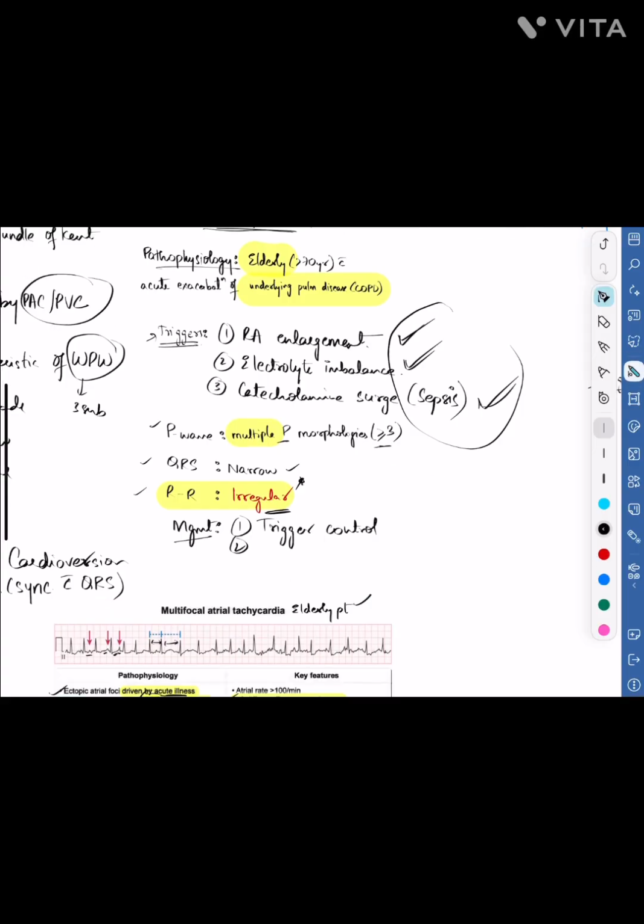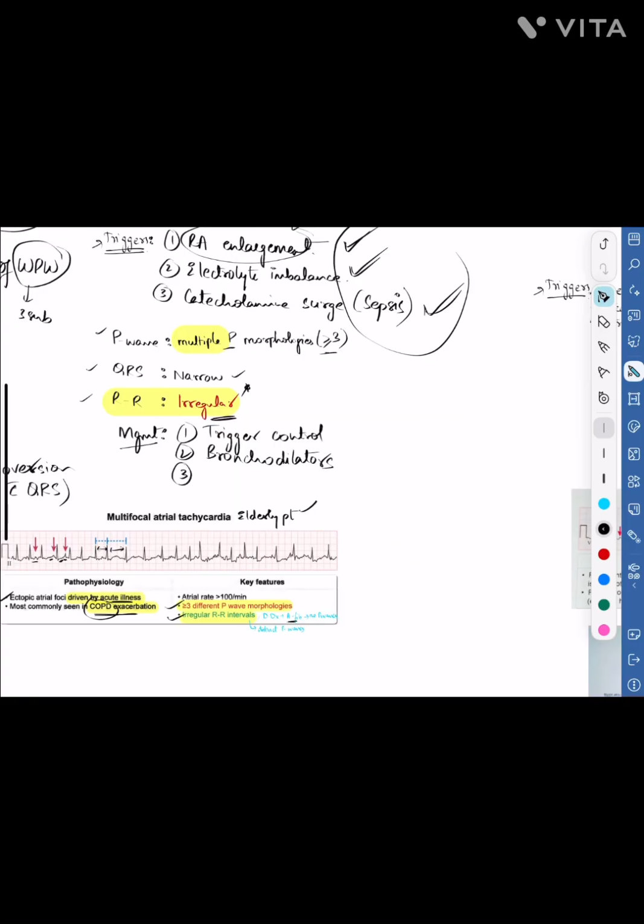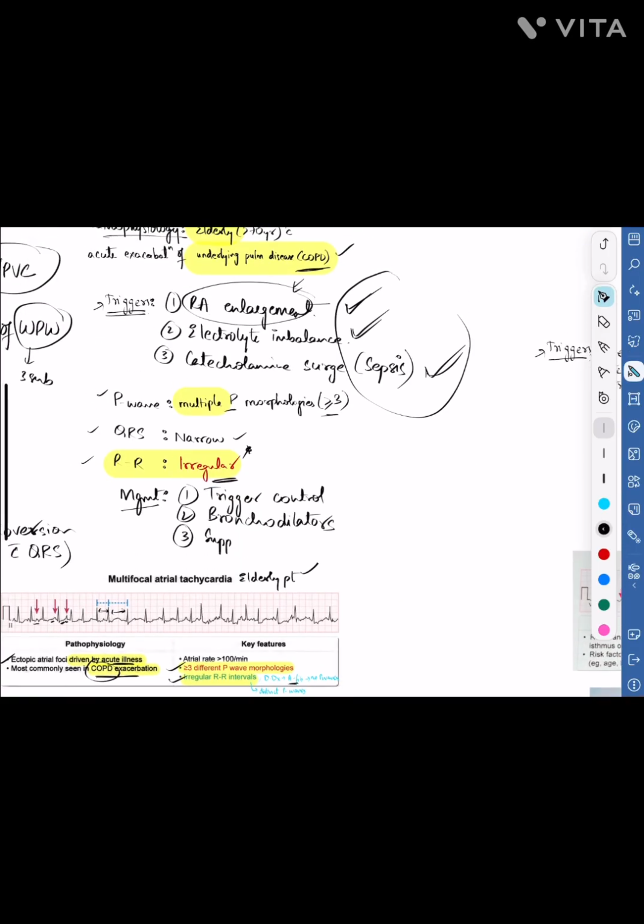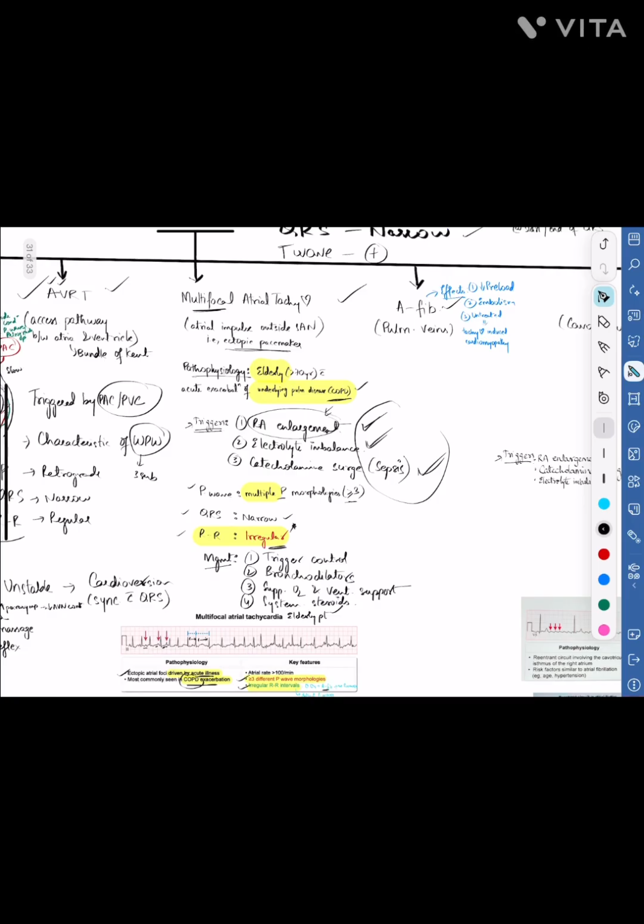Obviously, since most of the time it is due to underlying pulmonary disease which is causing right atrial enlargement, correct? So you need to give bronchodilators. Another thing you can do for the pulmonary disease is supportive oxygen and ventilatory support. Last thing is systemic steroids. So this is how you manage multifocal atrial tachycardia. First thing is control the trigger. Since most of the time it is due to an underlying condition, give them oxygen, ventilatory support and bronchodilators. And last thing is systemic steroids. This is all you have to know about multifocal atrial tachycardias.